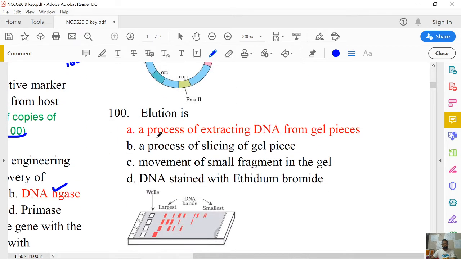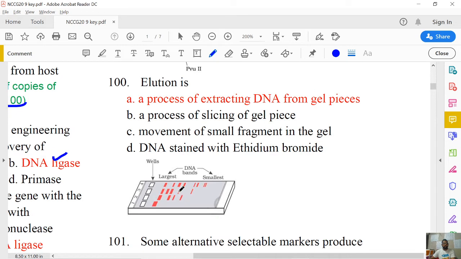Elution is a process of extracting DNA from a gel piece. After the completion of gel electrophoresis, the DNA strands are present inside the gel, in the pores of the gel. Now we'll cut this part. For example, I want this particular fragment, so I'll cut this part of the gel consisting of the DNA strand. From this we can take the DNA out. That particular technique is elution. So the process of extracting DNA from gel pieces is elution.